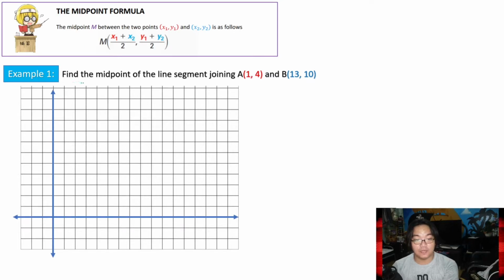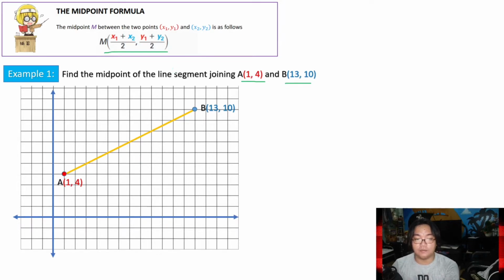Example number 1. Find the midpoint of the line segment joining point A, whose coordinates are 1, 4, and point B, whose coordinates are 13, 10. I have here a Cartesian plane, and let's see how far they are from one another. Point A is located here, 1 and then 4 above, and for point B at 13, 10, we move 13 units to the right and then 10 units up. The midpoint of points A and B is a location on this Cartesian plane which divides the segment AB into two congruent parts.